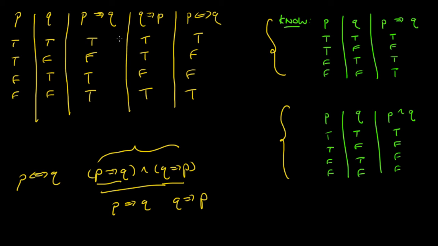And so if we disregard these two columns and only consider these three, then this gives us our truth table for P if and only if Q. And that's a good place to stop.